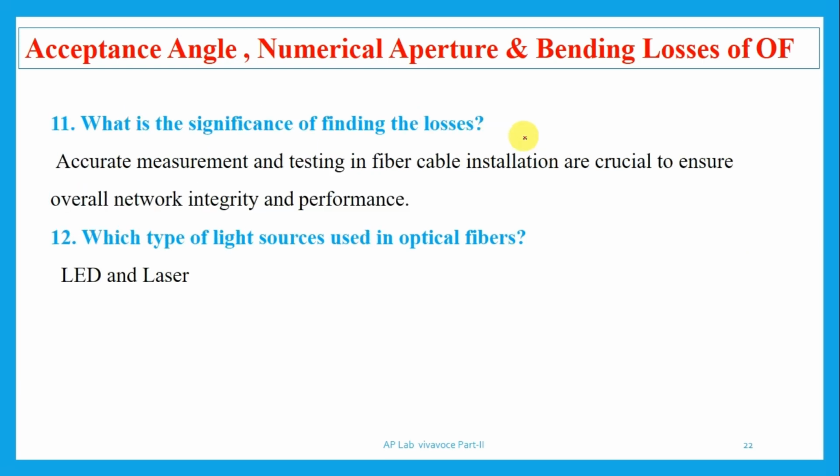What is the significance of finding the losses? Whenever we want to transmit information through optical fibers, unless we know how much a signal is getting lost in the journey, it will be difficult to set up a proper communication system. So whenever the signal is getting weak or lost, amplifiers are used in between, and those amplifiers amplify the signal and make it go further. So by studying the losses, we can make proper arrangements so that our communication system works fine.